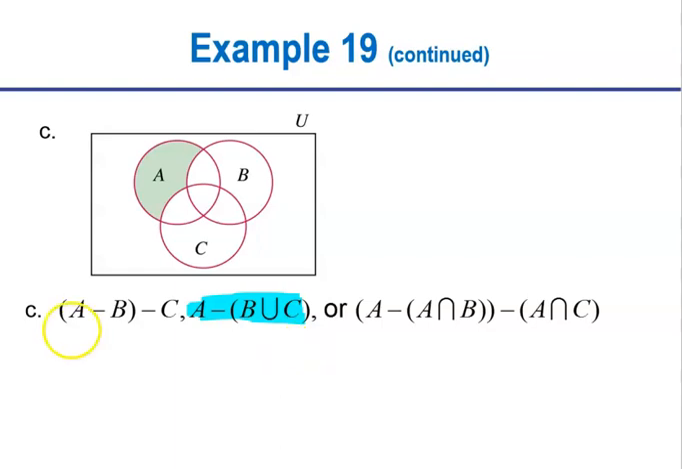The first option is the set A and the difference in B. So I take all the elements that are in A and remove what's in B, which would be this part. And then I remove what's in C, which would pick up this part. I could see that that definitely works just fine. What about the next one?